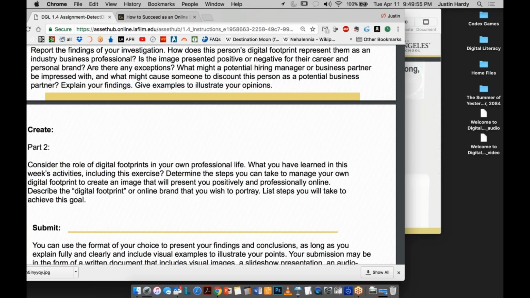So how does this person's digital footprint represent them as an industry business professional? That's one question that you can answer. Is the image presented positive or negative for their career personal brand? So we kind of want you to look for both.